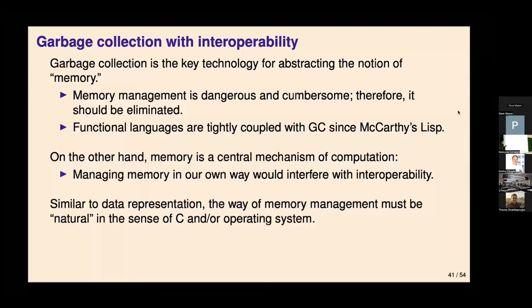But on the other hand, memory is an inherent, central mechanism of computation. So managing memory in our own way would interfere with the system and interfere with interoperability. So we need to be careful. From the perspective of interoperability, similar to data representations, the way of memory management must be natural in the sense of C.